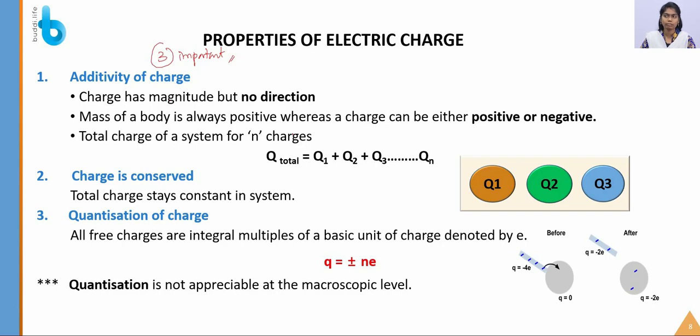If there are n number of charges in a system, consider plus 2 coulomb, minus 3 coulomb and plus 5 coulomb present in the system. So what is the total charge of the system? Yes, it is the sum of the individual charges present in the system. You have to add all these charges with their signs. We already know that mass is only positive, whereas charge is either positive or negative.